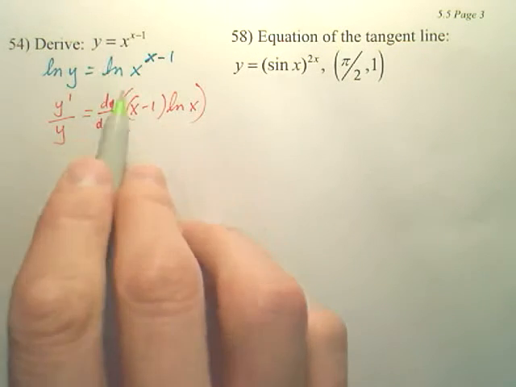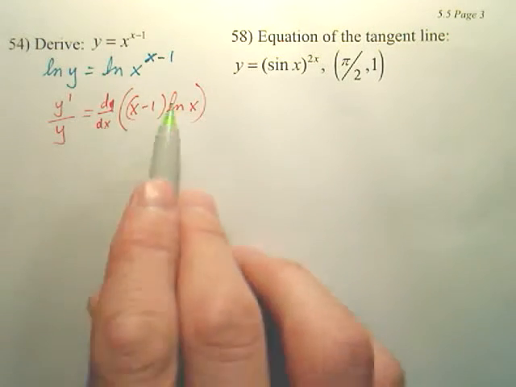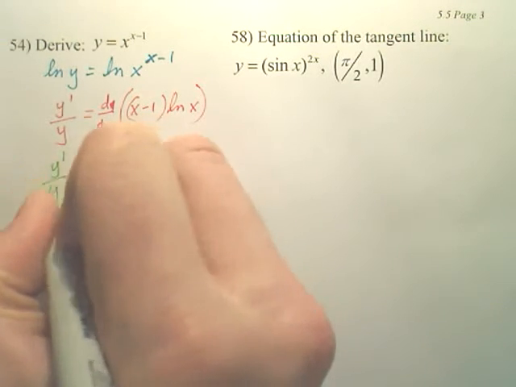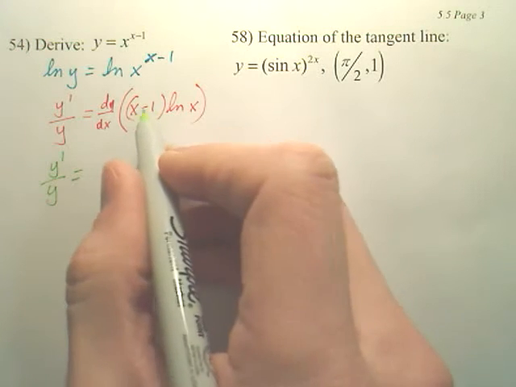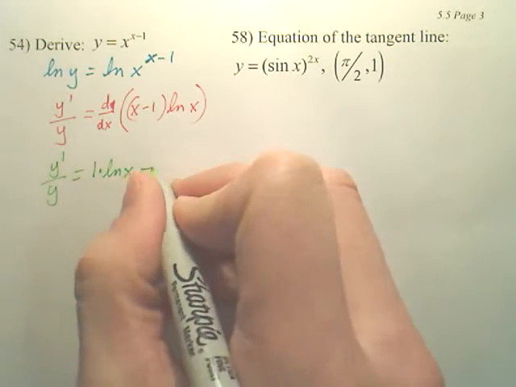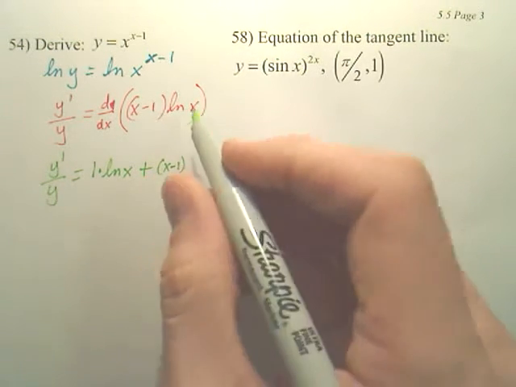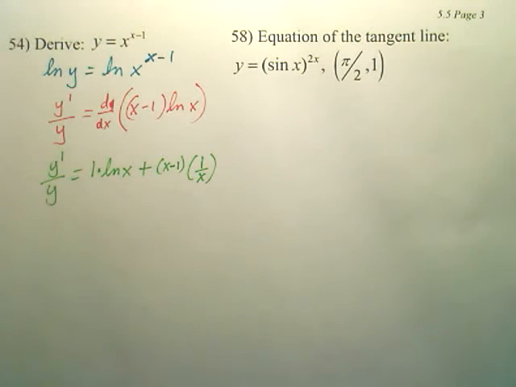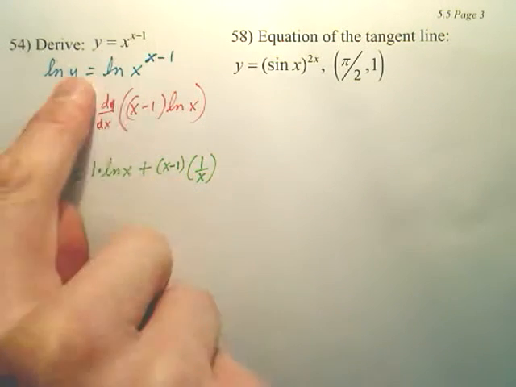If I would have just moved this up, anyways, I move this in front. That's the whole point of the ln, because I can move that in front, and now I can derive this. So this is going to be y prime over y. This one is going to be a product rule. So the derivative of x minus 1 is 1 times ln x plus, leave the x minus 1, and the derivative of ln x is 1 over x. Okay, so again, we derived both sides, but this one we had to move in front first.